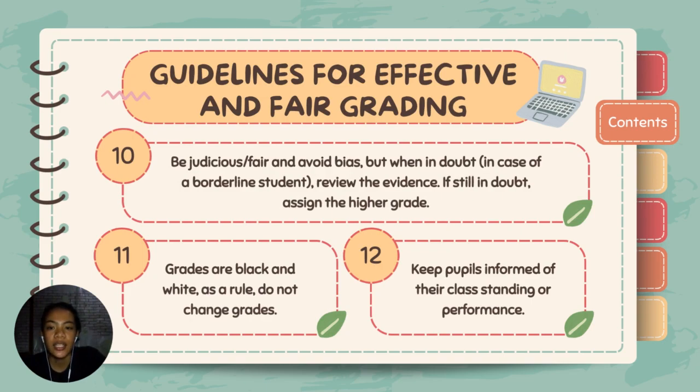But when in doubt, in case of a borderline student, review the evidence. If still in doubt, assign the higher grade. Number 11. Grades are black and white. As a rule, do not change grades. And last, number 12. Keep pupils informed of their class standing or performance.